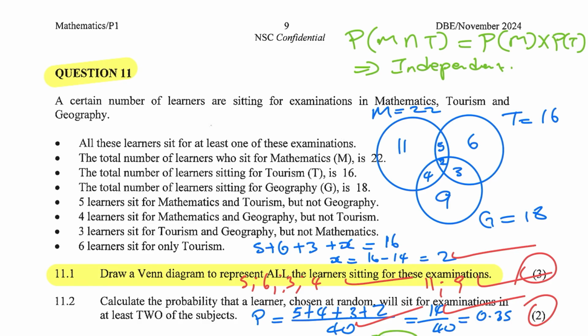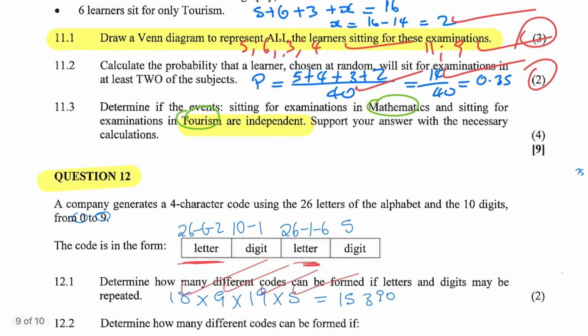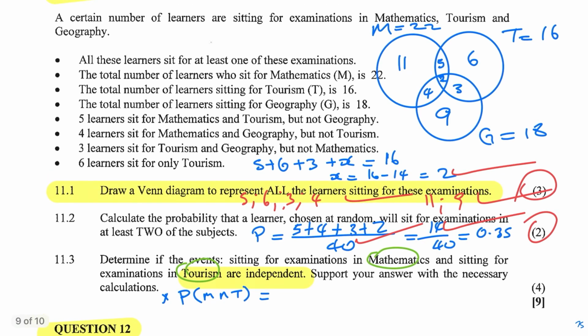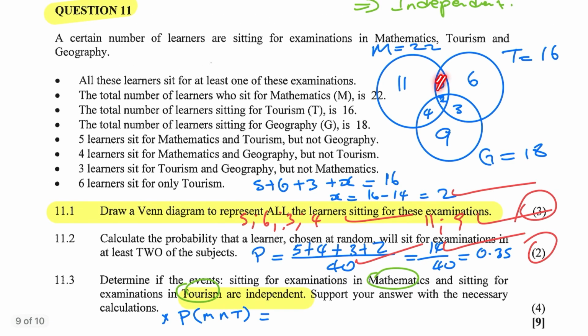You need to find the probability of M and T. That's the first thing. What is the probability of M and T? What does this mean? It is the probability of a student doing mathematics and also doing tourism. So you're looking at this, doing mathematics and also tourism. Does that make sense?